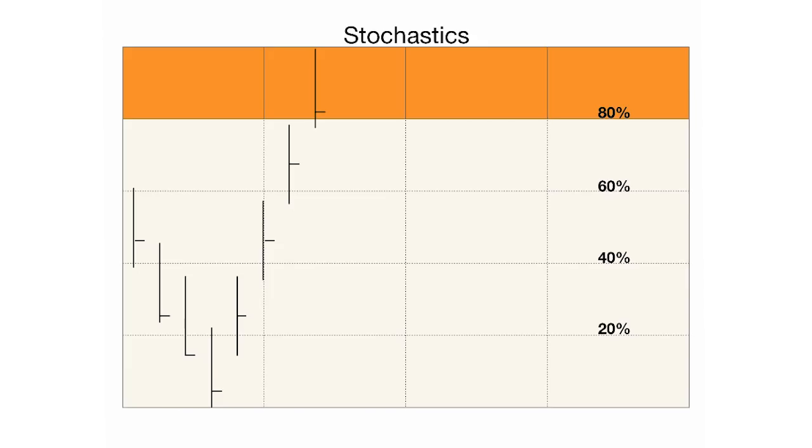So what stochastics does is it takes a range over the last few days. In this case, a 5-period stochastics would say that from this point to this point is 100%, and price closed at 82%. And then that would be %K, and then %D would be a moving average of that.